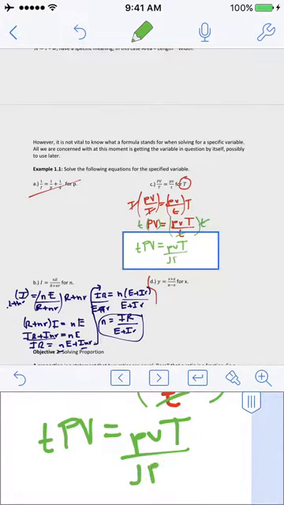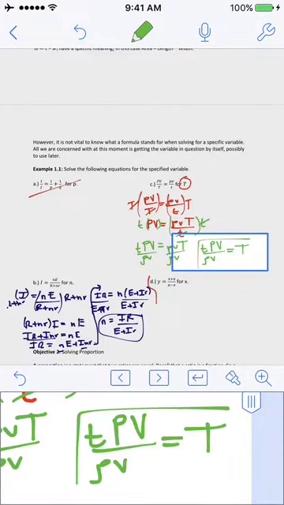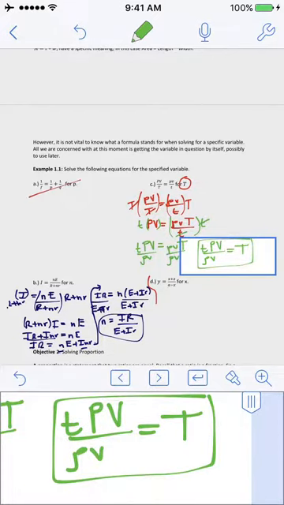Then finally I'll divide by the two lowercase ones. And finally, I end up with lowercase t, capital P, capital V, over lowercase p, lowercase v is equal to capital T. And since capital T is all by itself, I am done. Remember, with formulas, it doesn't matter what the other side looks like. The goal is to get one of them by itself. In this case, we just had to deal with the fact that the t was in the denominator first. So we had to get rid of the denominator. And we're done. Cool.